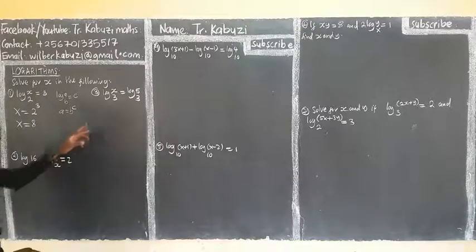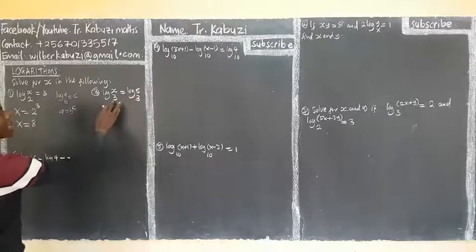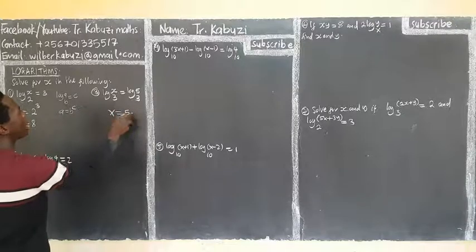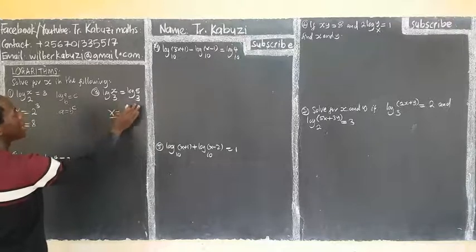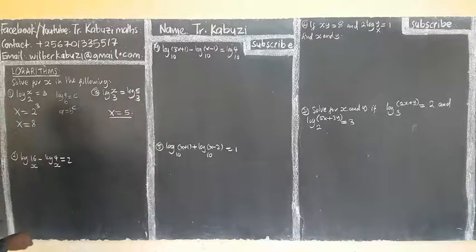Then here, when we have this one, log of x to base 3 equaling this and this, you say if the bases are the same, it means that this is equal to this. So our x will be 5. If the bases are the same and the logarithms are equal, it means that this and this are the same.